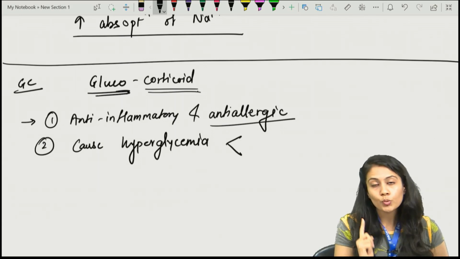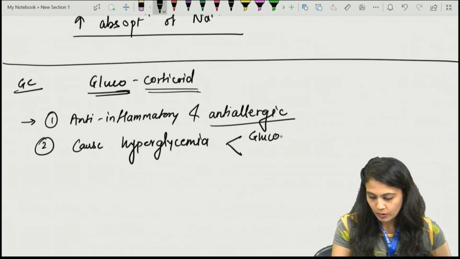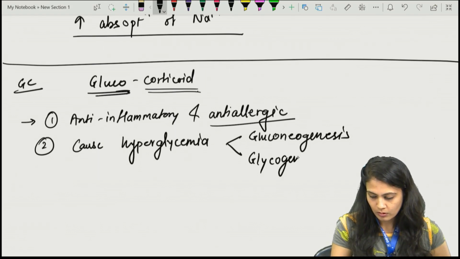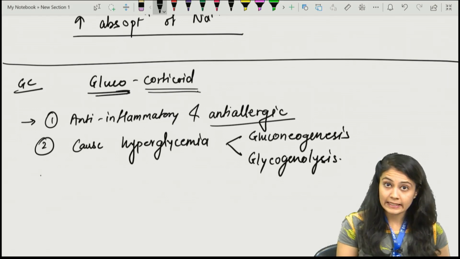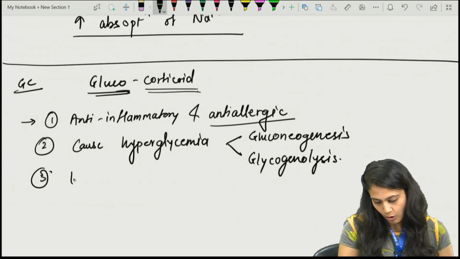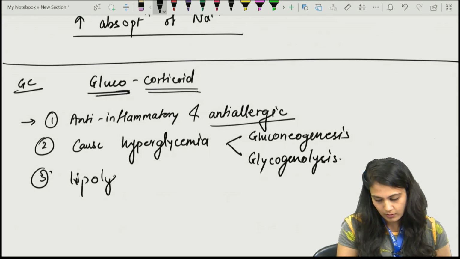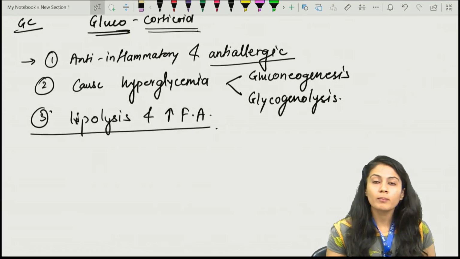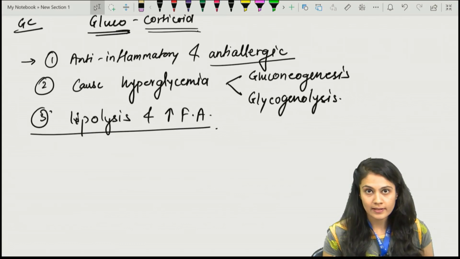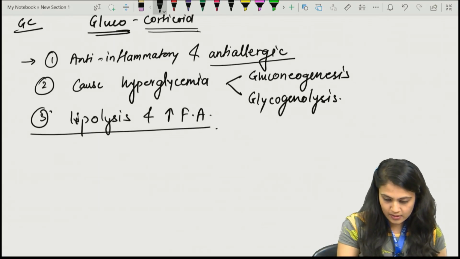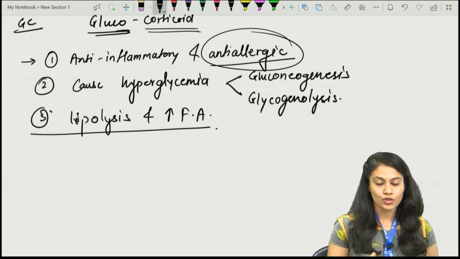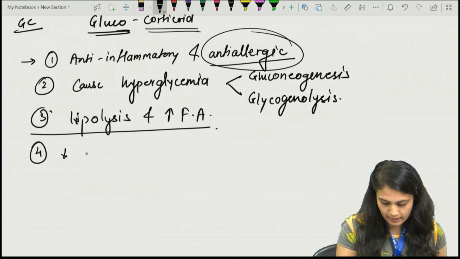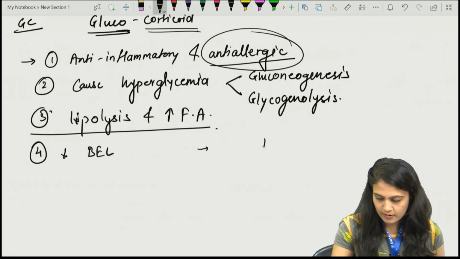via two main processes. How? The gluconeogenesis and glycogenolysis. They also break down the fatty acids, so they do lipolysis and increase the fatty acid. Then what about the blood cells? We have a mnemonic over here, that is BEL. So they decrease the BEL, as we got that they are anti-allergic. So fourth thing, they decrease the BEL and increase almost all other cells.